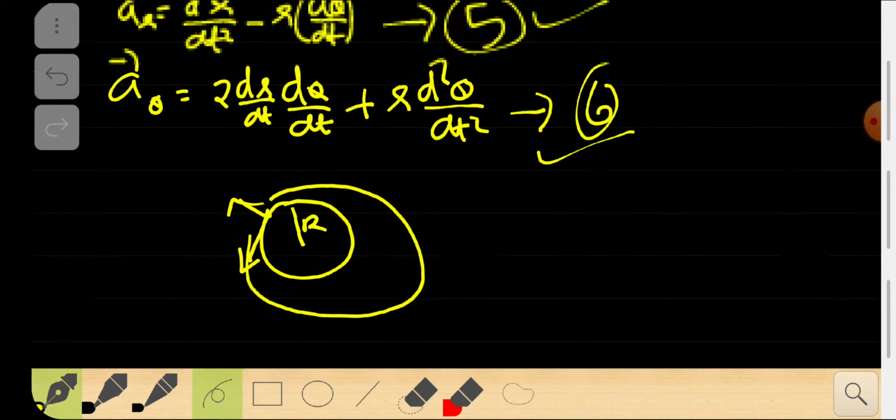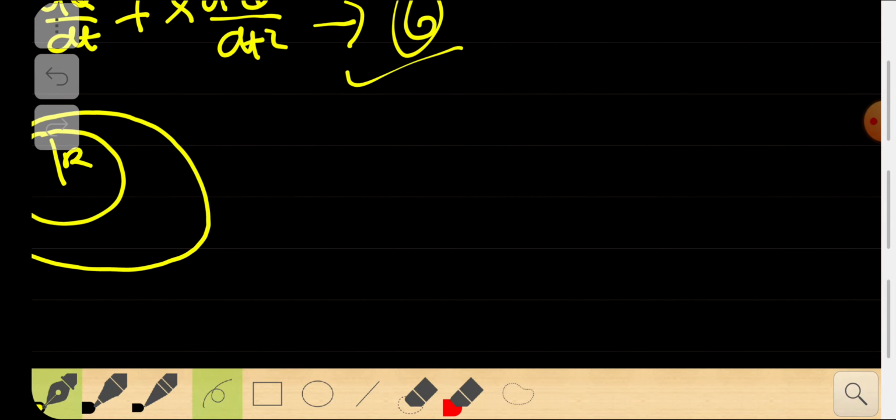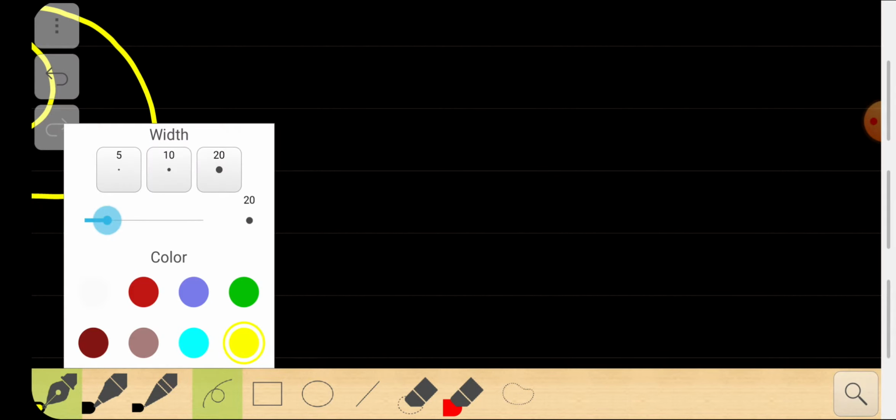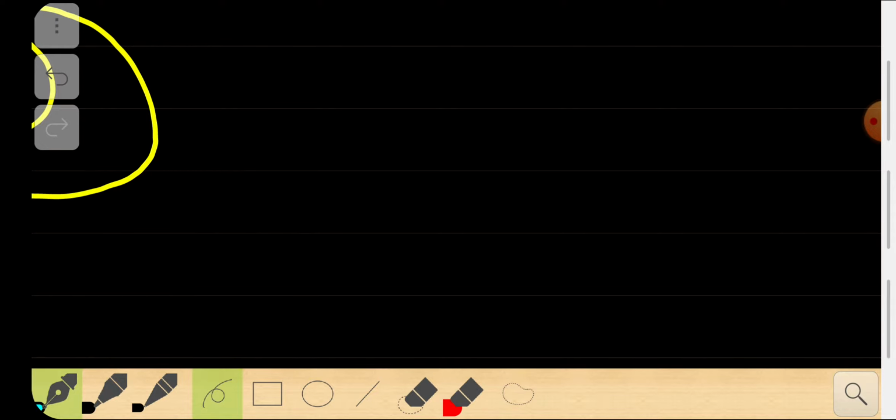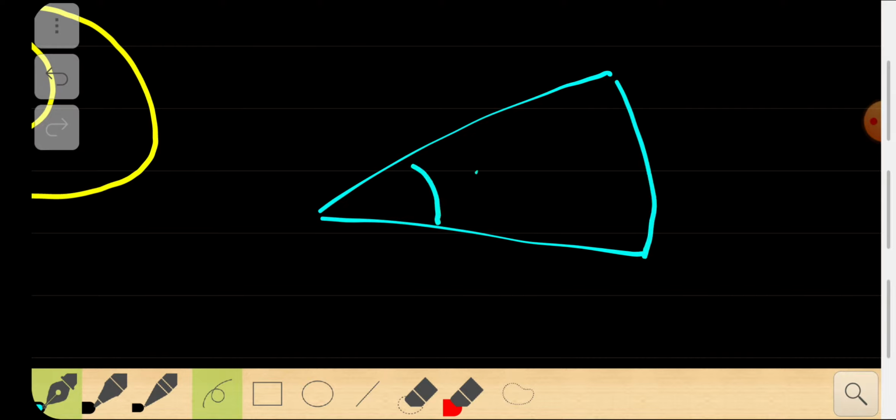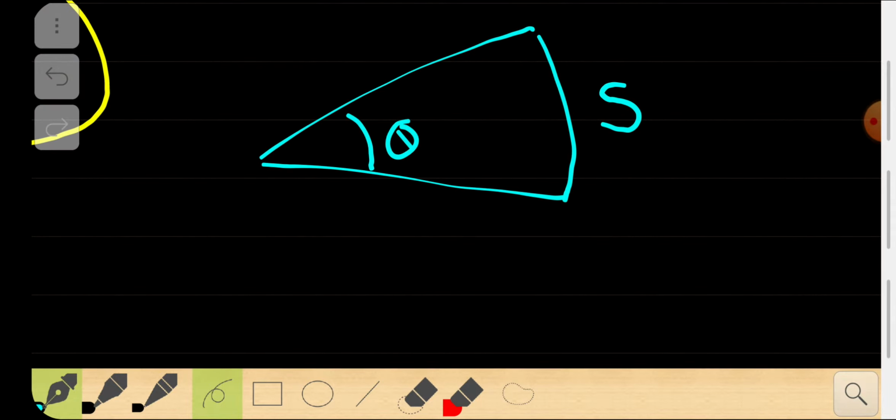Now in normal cases, if you look at a normal problem, if the angle θ is swept for some arc length s, then we have done before, we approximated that s is approximately equal to r times θ. We did this earlier. Remember that.